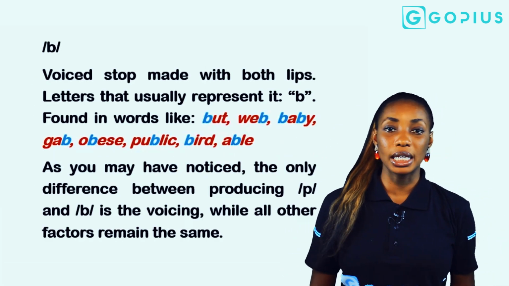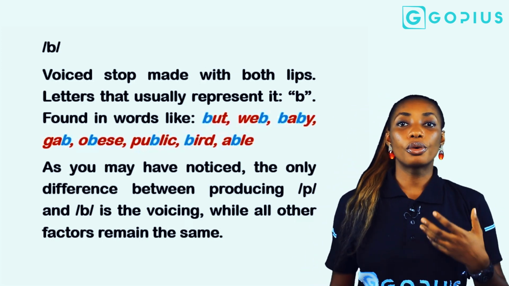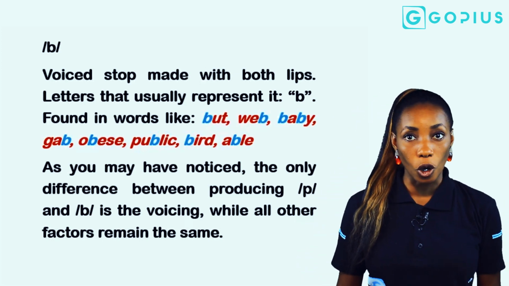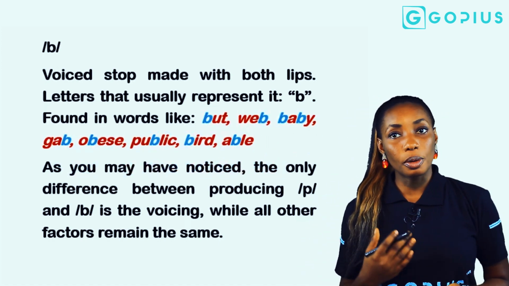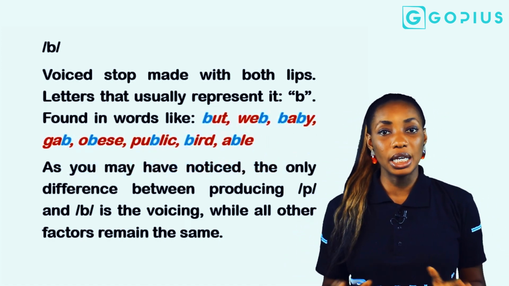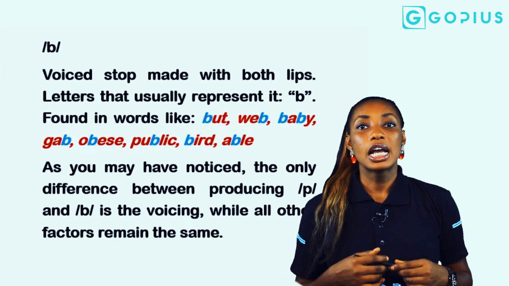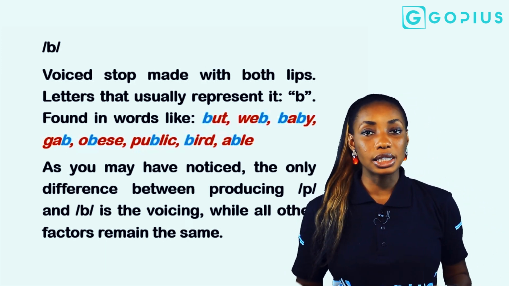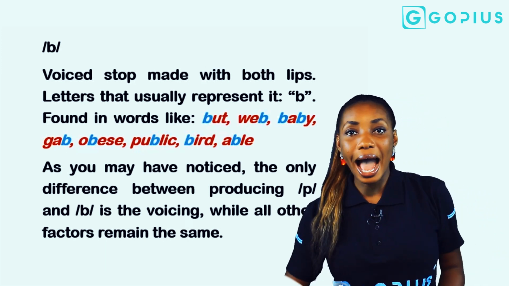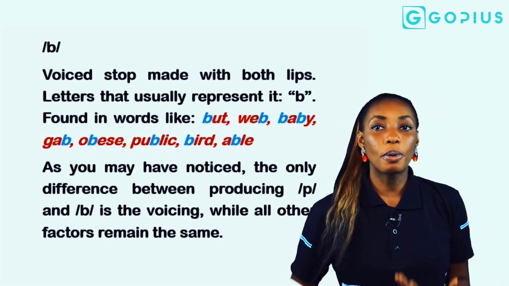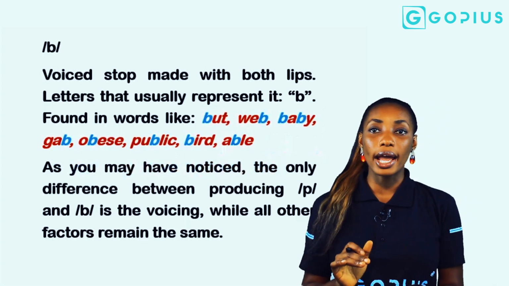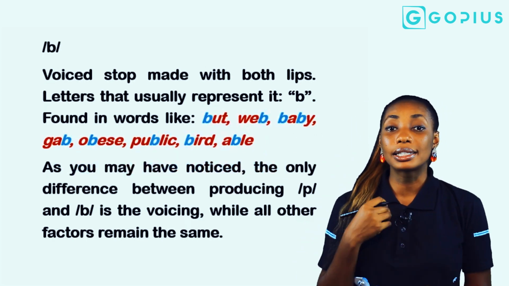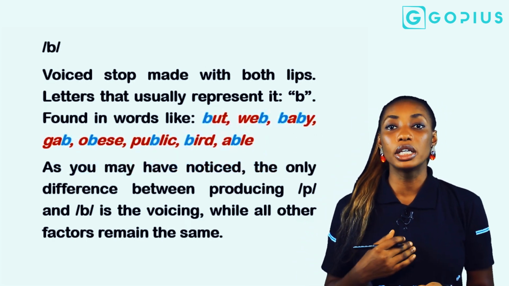The next is the B. This is the voiced version. So this is the voiced bilabial stop made with both lips too. Letters that usually represent it is the letter B of the alphabet. So it's found in words like butt, web, baby, gab, obese, public, bird, able. So the highlighted letters are where the B sound is used.